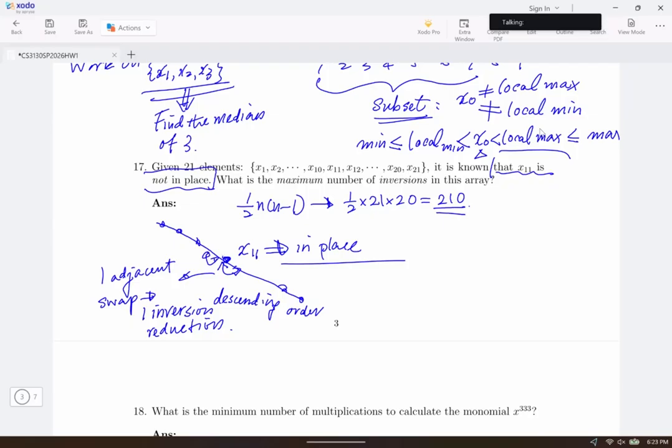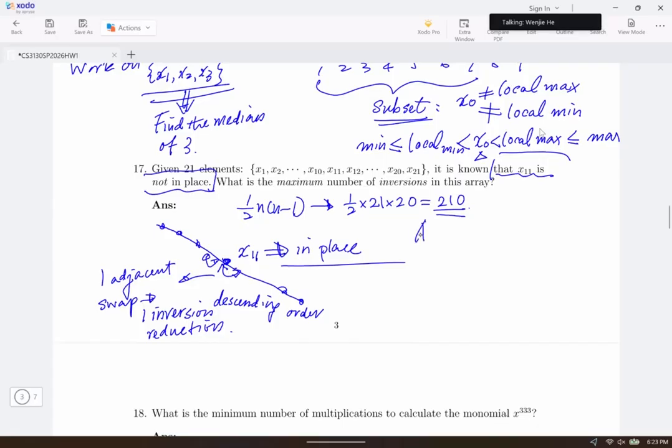Two-sided adjacent inversion. All right. So after that one adjacent swap, you do one inversion reduction, right? So the correct answer is 209. One inversion reduction. So that's the idea. Okay?